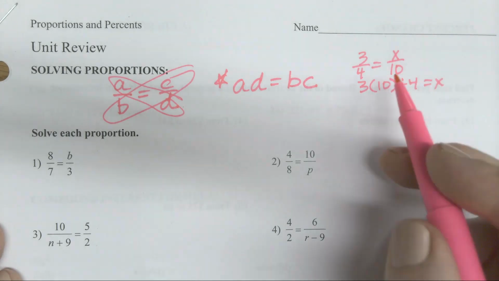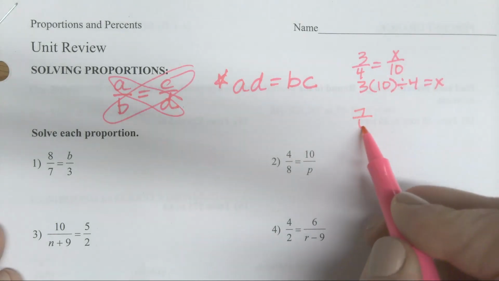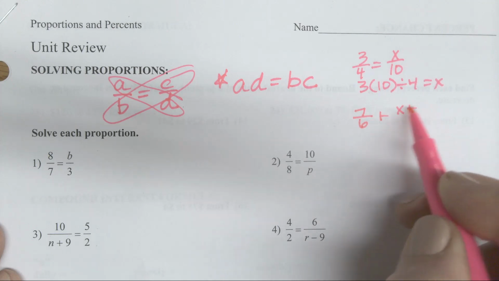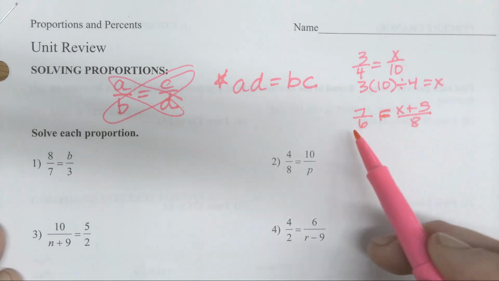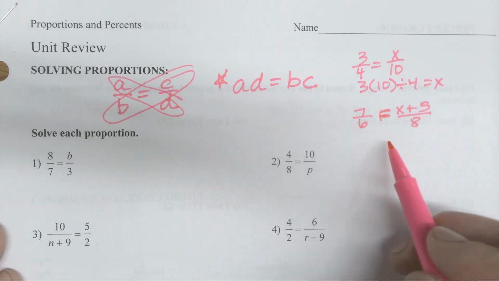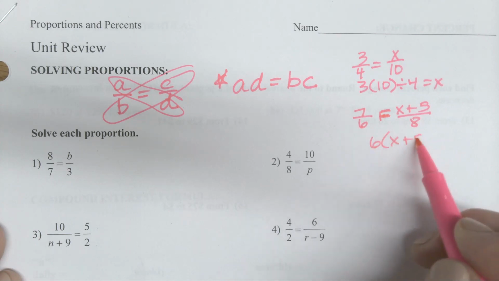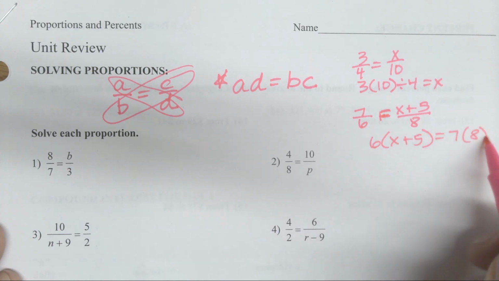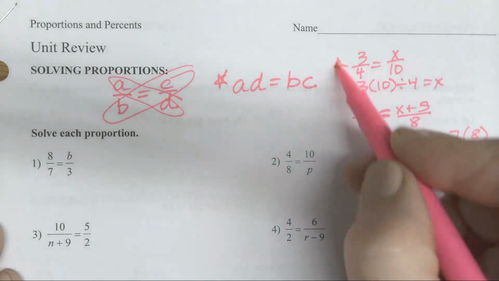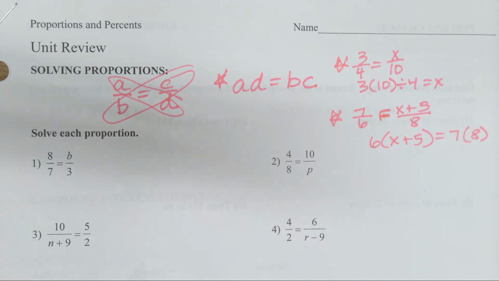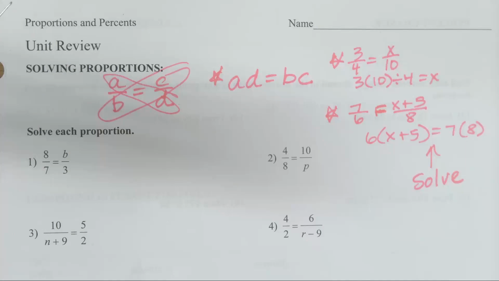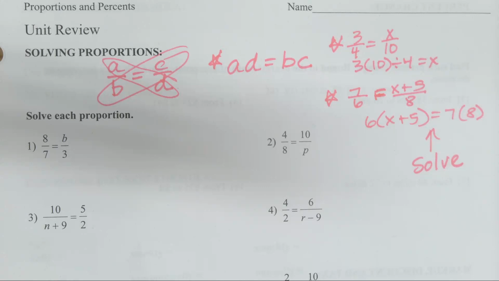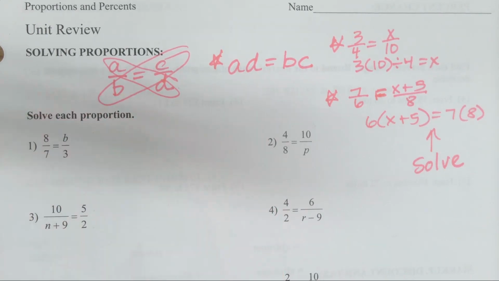But if I had 7 over 6 equals, sorry, x plus 5 over 8, then I'm going to have to do a little bit more work. 6 times x plus 5 equals 7 times 8, and I'm going to have to go through and solve the equation. So these are like the two kinds of things that you can have. So you would have to solve this equation to finish that out. And you've solved equations before, and if you struggle with how to solve, just let me know. But the basic is cross products are equal.